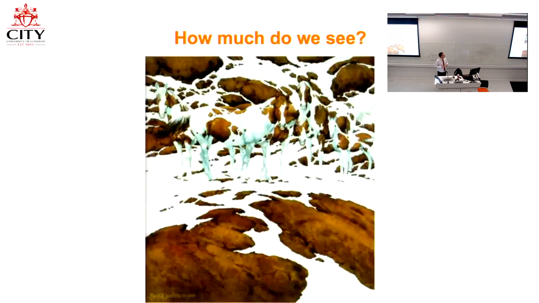But our brain is also very powerful. How much do we see in this image? Horses. Yeah, but why do we see them? Because we have seen horses before. And our brain can understand from this scene that this is not just some random rocks covered by snow. There are actually horses in those images.